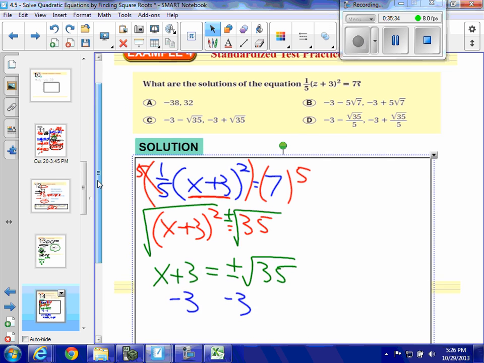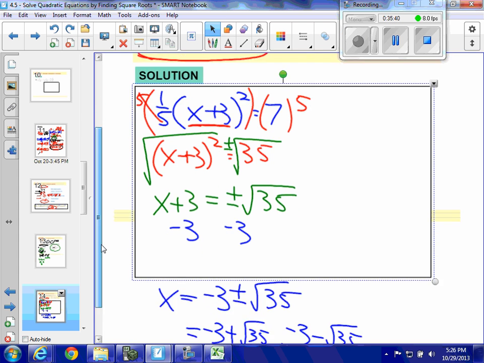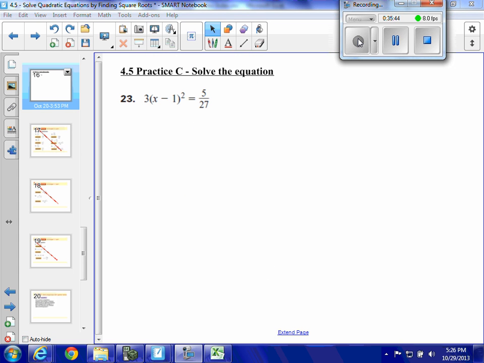I go look at my multiple choice answers, and that is this answer right there. So I'm happy and I check it off, and I score an 800 on the SAT. No, I didn't score an 800 on the SAT, but I just threw that out there.